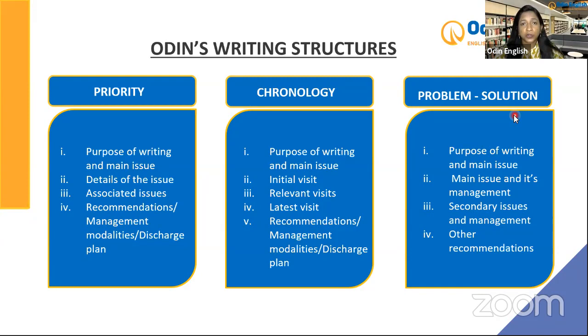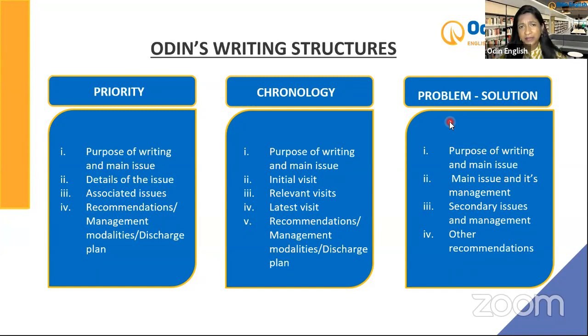Rather than going by theme and putting the recommendations at the end, what I would do is I will write in such a way that in each paragraph, one issue will be there and the recommendation for the same will also be given. I usually do this when the patient has a lot of issues, many concurrent issues. So what happens if we write it the other way is that there will be a lot of recommendations in the last paragraph. So the reader may get confused.